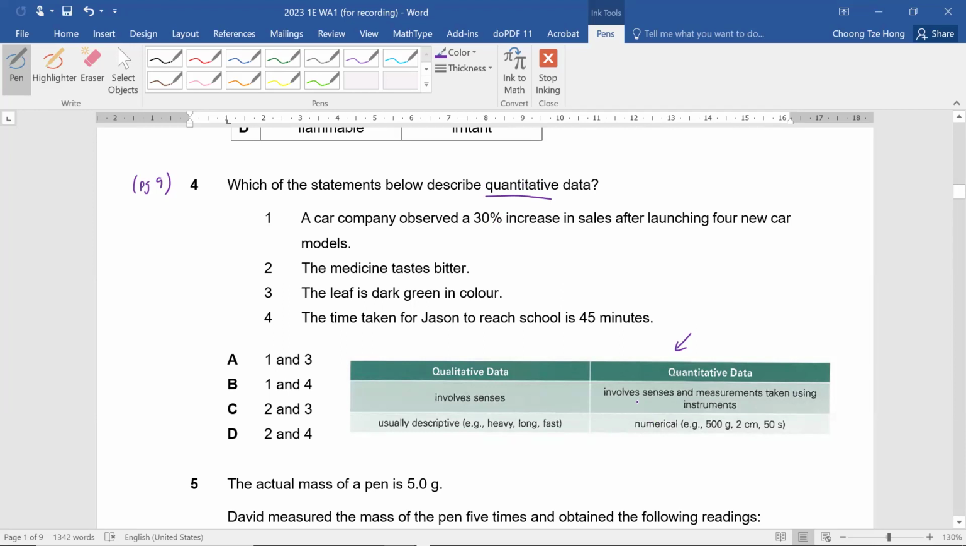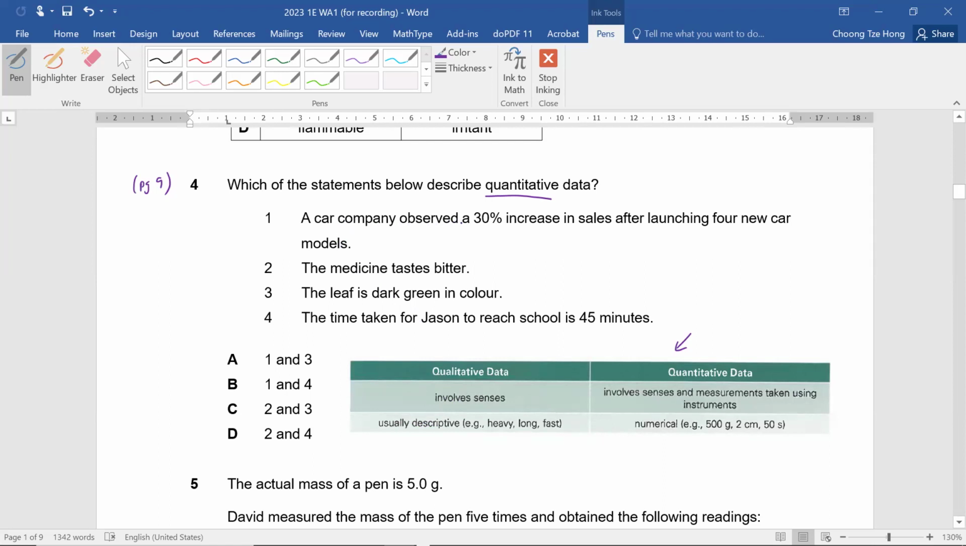So quantitative involves sensors and measurements taken using instruments and can be represented using a number. So things that involve measurements, or things where you can represent the quantity using a number, will qualify as quantitative data. Whereas qualitative would just be involving your 5 senses and something descriptive, right?